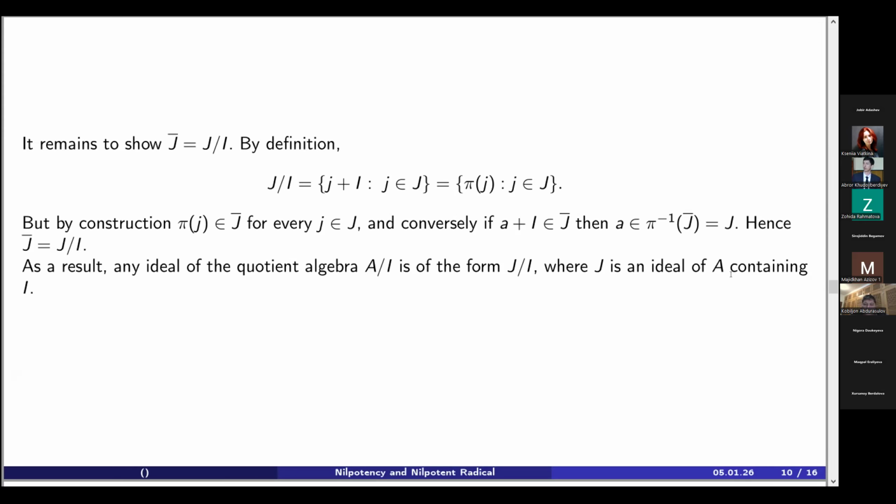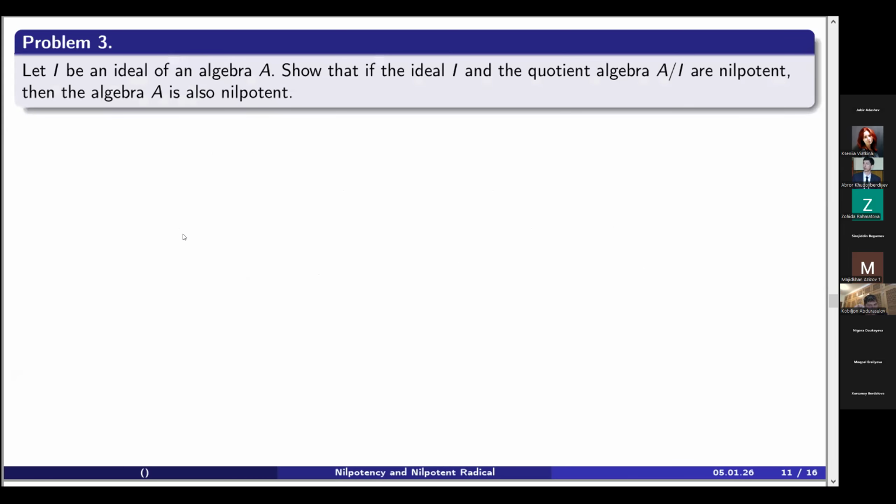Okay. So, next problem. Let I be an ideal of algebra A. Show that if the ideal I and the quotient algebra A/I are nilpotent, then the algebra A is also nilpotent.